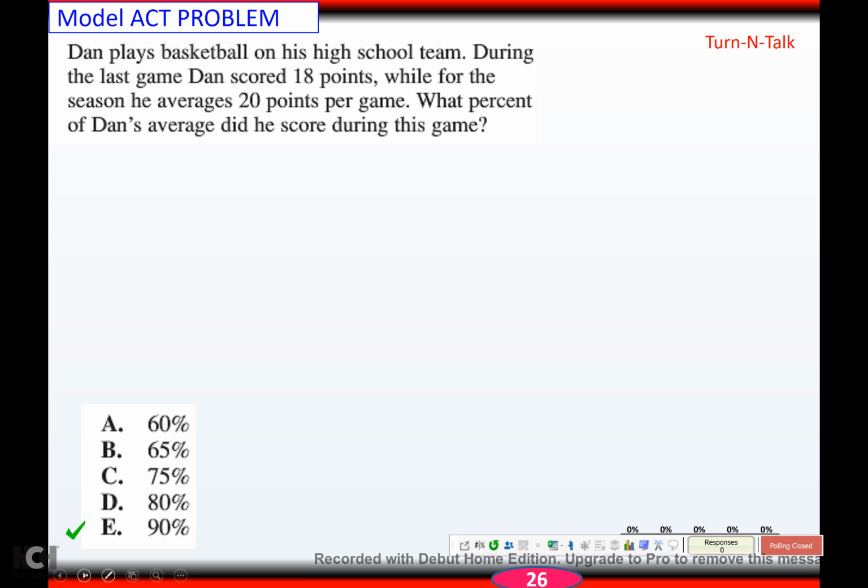Hopefully you got E. Dan plays basketball on his high school team. During the last game, Dan scored 18 points, while for the season, he averages 20 points per game. What percent of Dan's average did he score during this game?